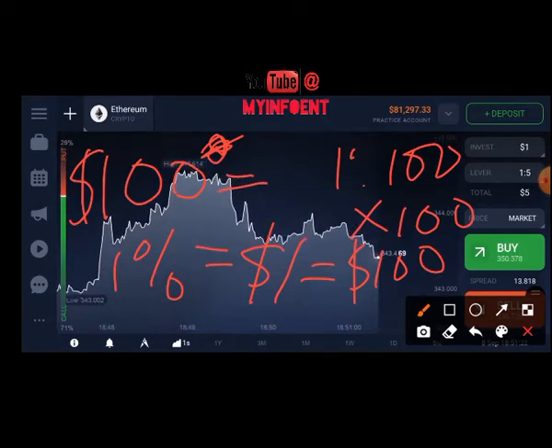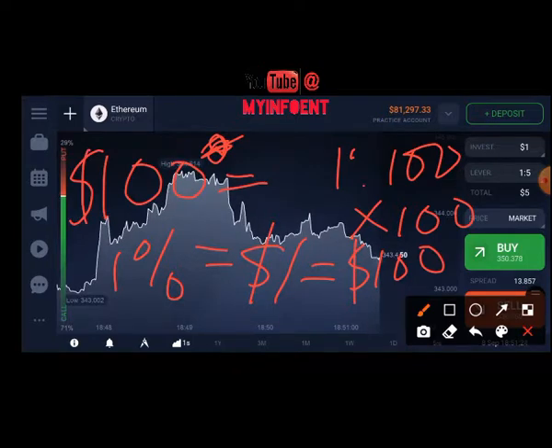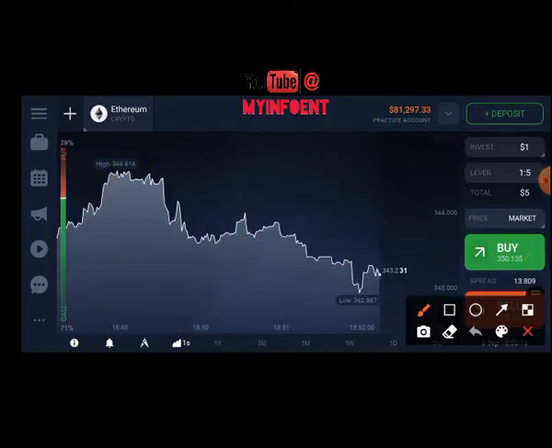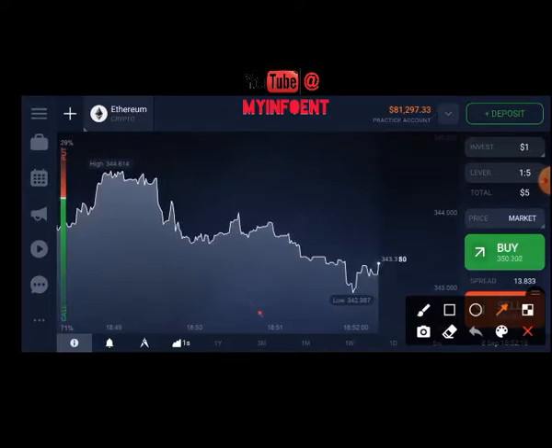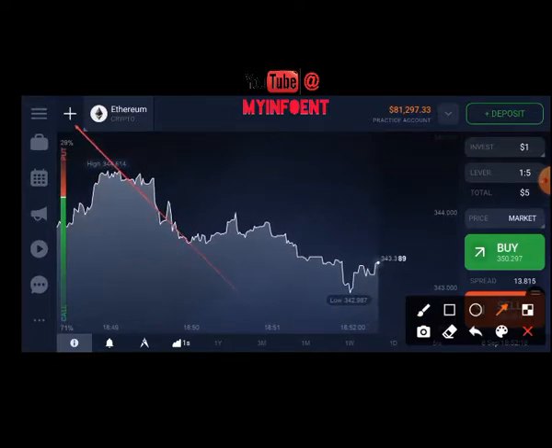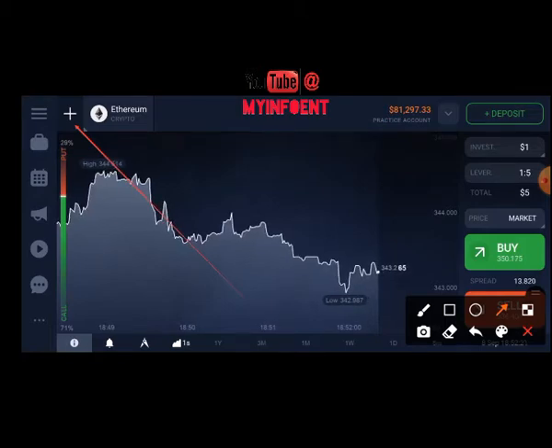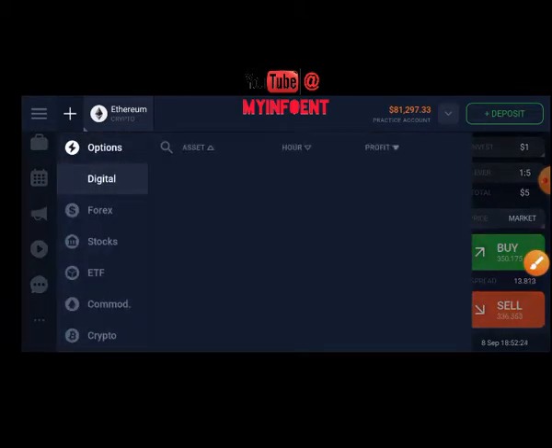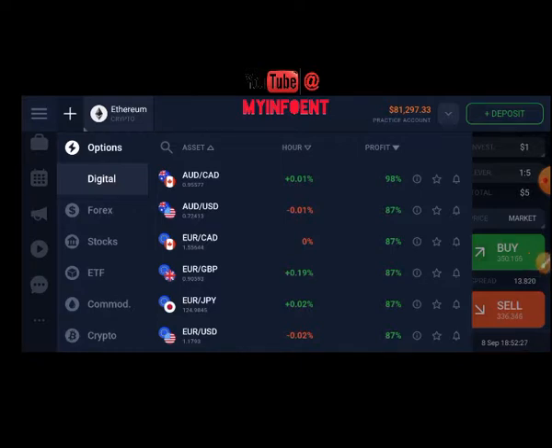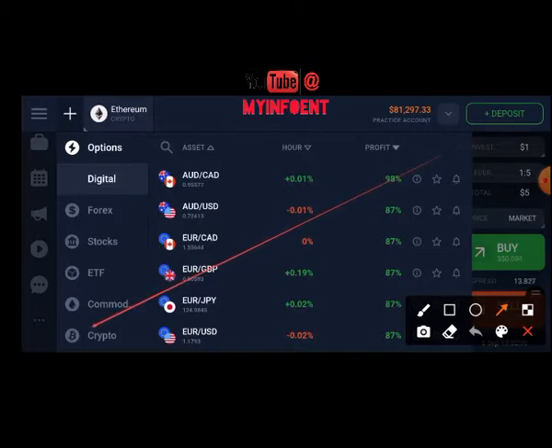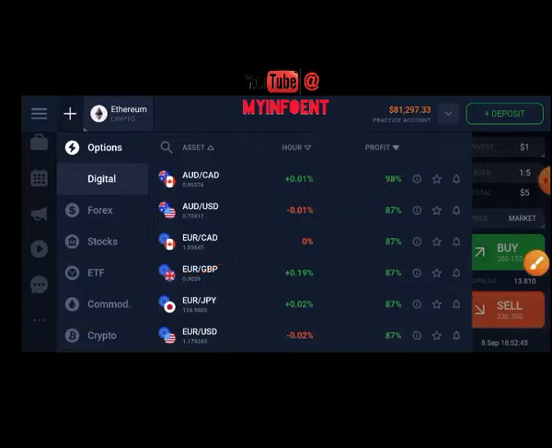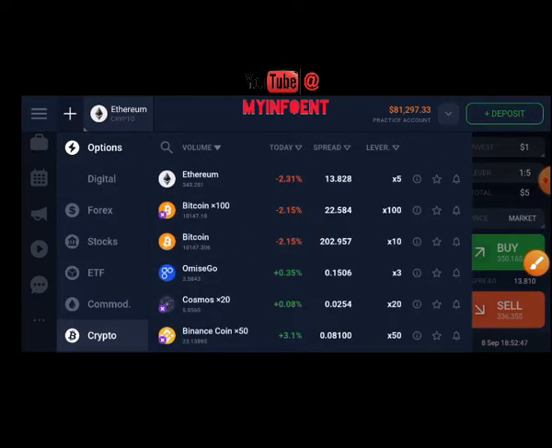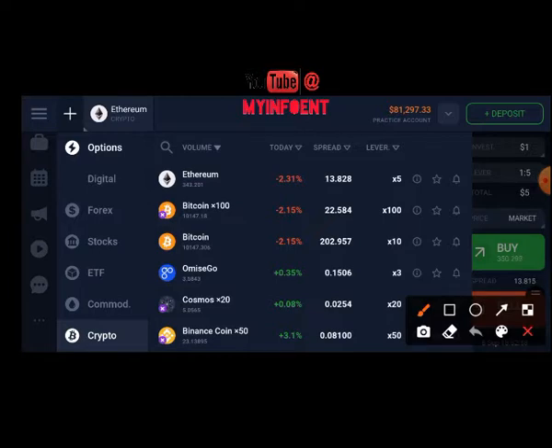Now, let me show you how to trade different types of cryptocurrency on this platform. First thing you need to do is to click the add button here. Once you do that, this page will appear. So the next thing you do is you click on cryptocurrency, as the arrow indicates. Then once you do that, you see different types of cryptocurrencies.